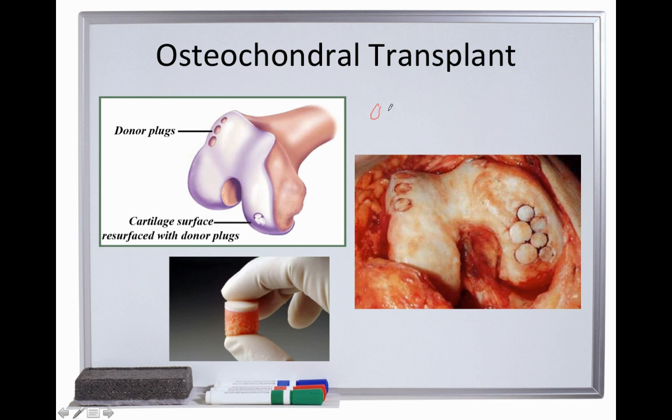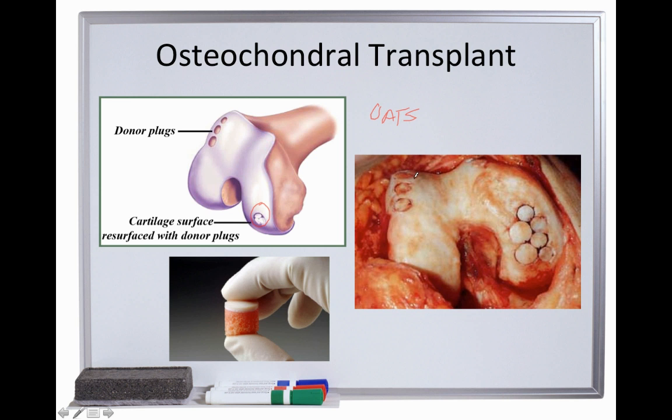So OATS, O-A-T-S. That's an osteochondral autograft or allograft transplant surgery. Either it's an autograft, meaning it comes from you, so they take some plugs of articular cartilage from an area that's not weight bearing. This is just kind of where your patella runs, and they donate it to the area where you had damage.